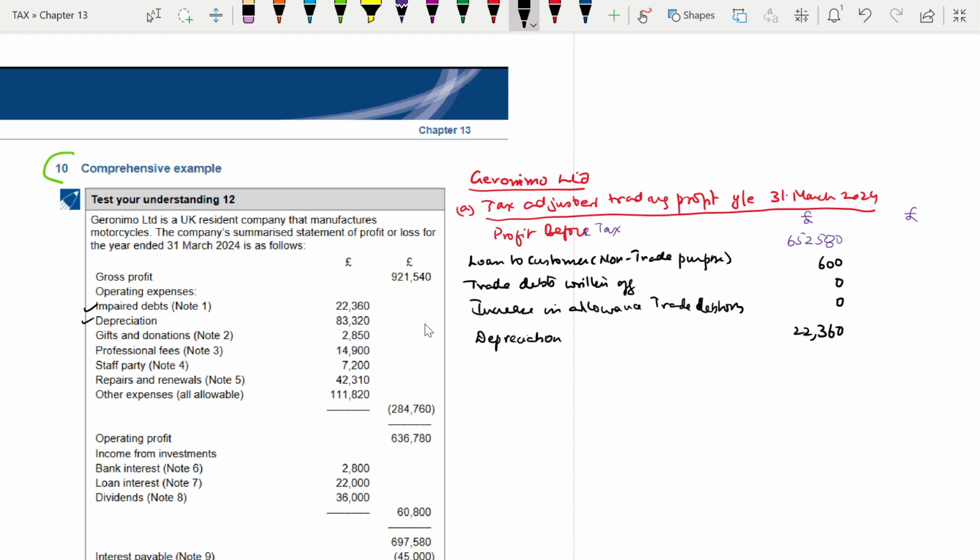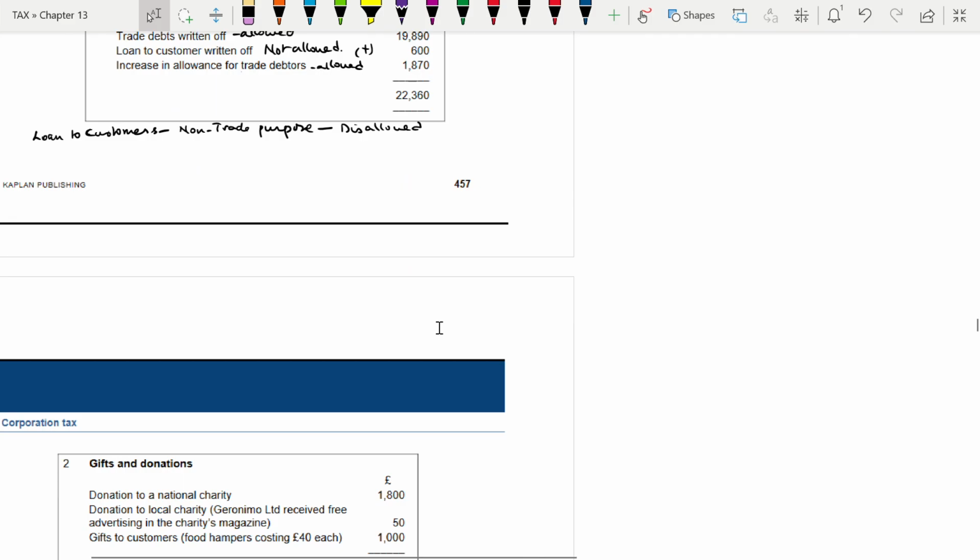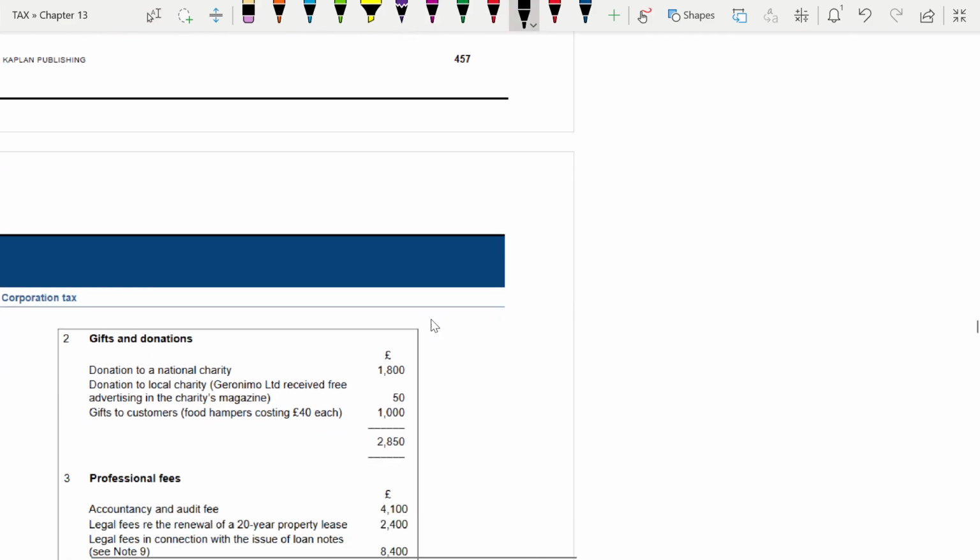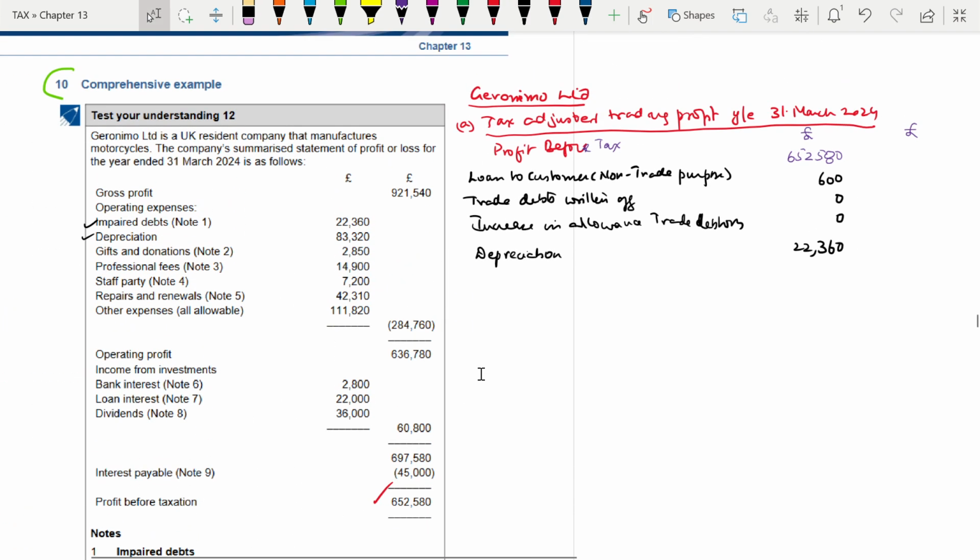Gifts and donations. What is point number 2? They say point number 2, donation to national charity. Local charities are allowed. National charity is not allowed. Okay, local charity allowed. Gift to customers, food hampers. Is that gift to customers food hampers not allowed? Okay, food and drinks are not allowed.